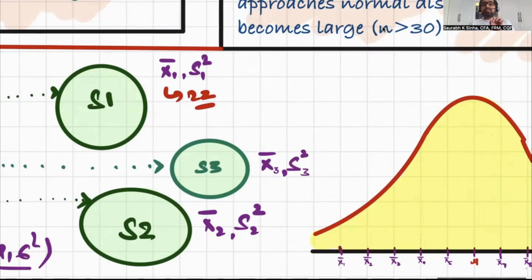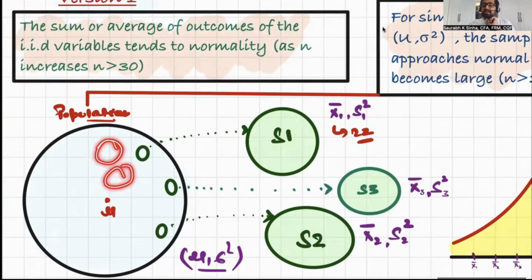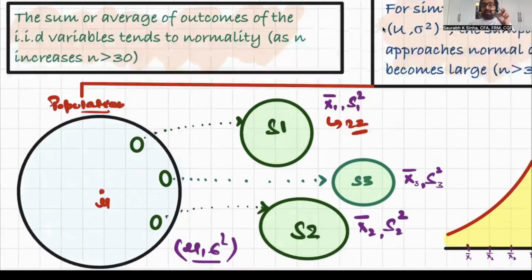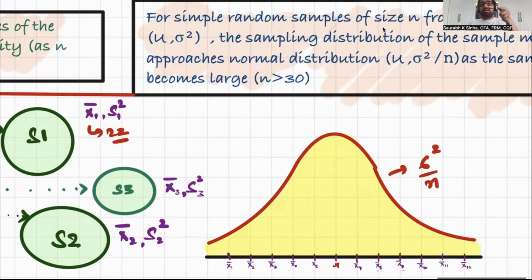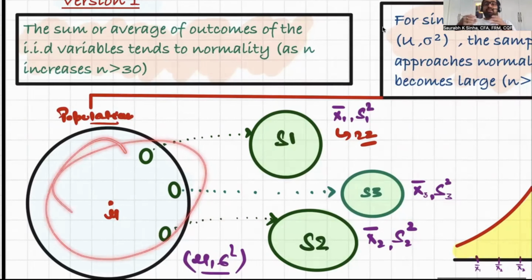What is sampling distribution? Sampling distribution is that you're taking different samples, you're calculating the mean of each sample, and then you're plotting the mean frequency. What is mean frequency? The sample mean frequency. That is sampling distribution. And there is a third distribution, which is the population distribution.